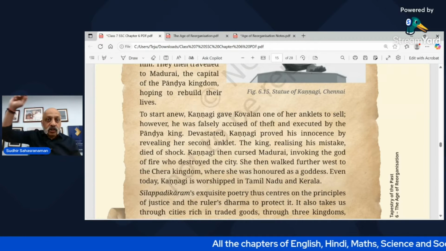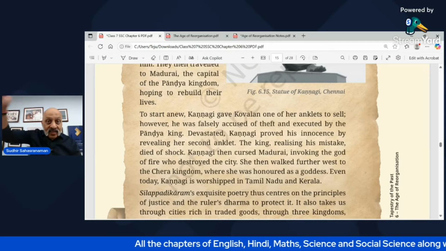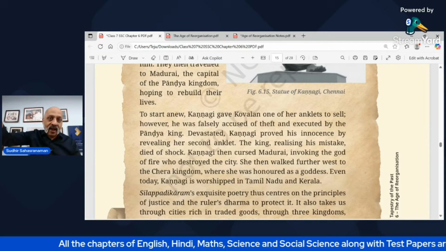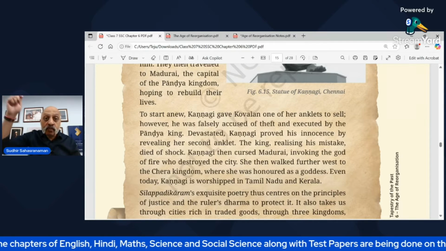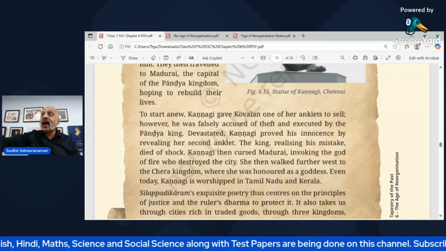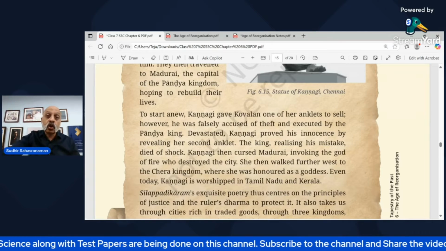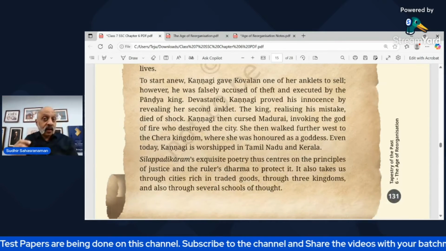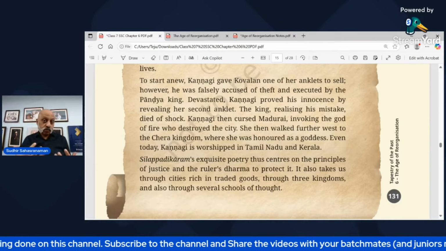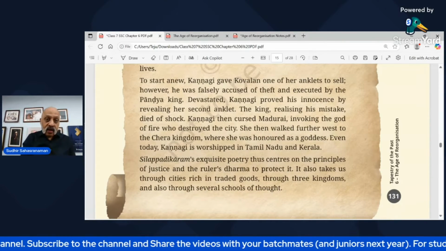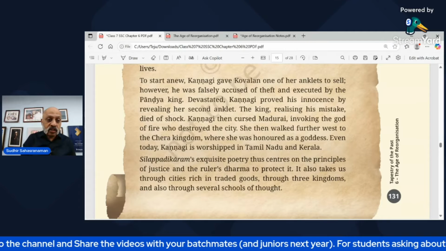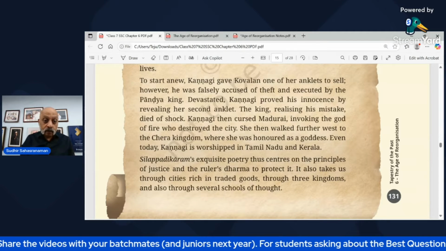Nobody believed that it belonged to his wife Kannagi, and thereafter he was executed, killed by the Pandya king who ruled over there. Kannagi was extremely angry and upset, and she decided to prove her innocence by displaying the second anklet, because she had given only one anklet, one on one foot, right? The second anklet on her ankle, she took it out and said, look at this, this is the second anklet that I have, which means my husband was not a thief and you wrongly killed him. You got him executed in a wrong way. The Pandya king realized his mistake, what a blunder he had made by killing an innocent man, and he died of shock.